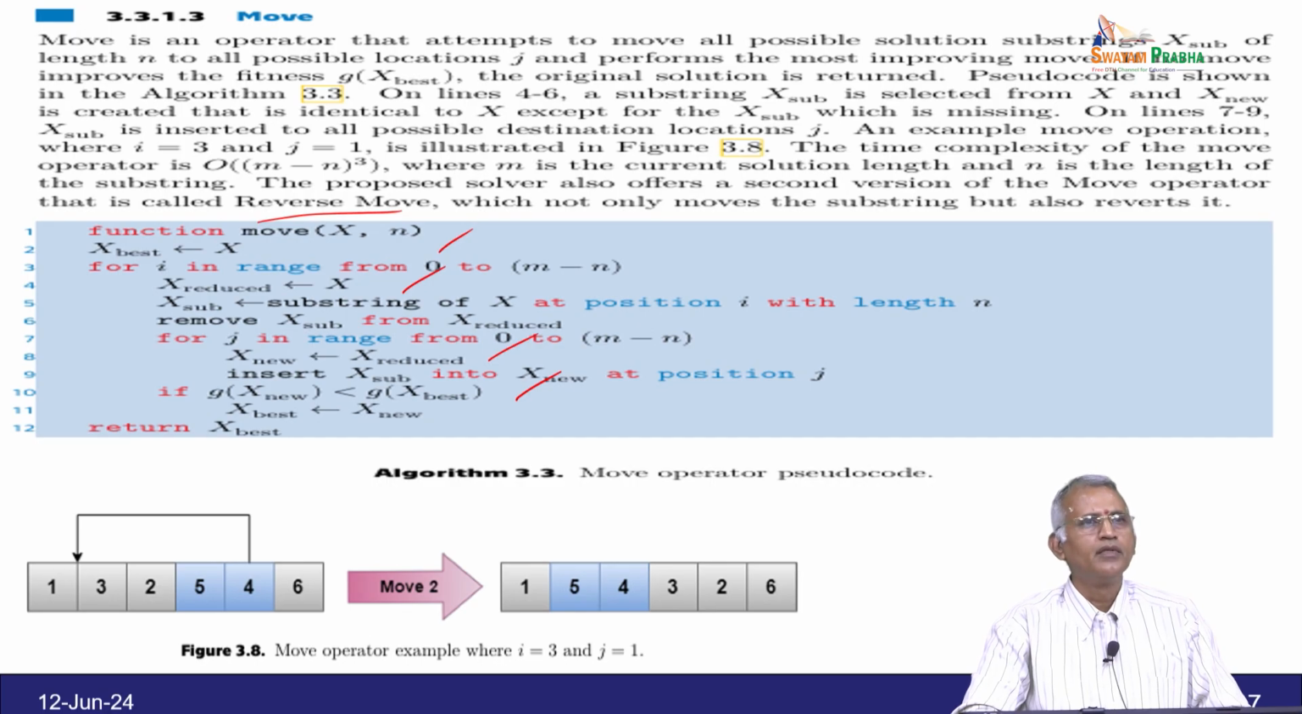So, move, as on lines 7 to 9, is what we have to do. This may be done with the reverse move, and the move operator not only moves the substring but also reverts it. Here is the operation where i equals 3 and j equals 1.